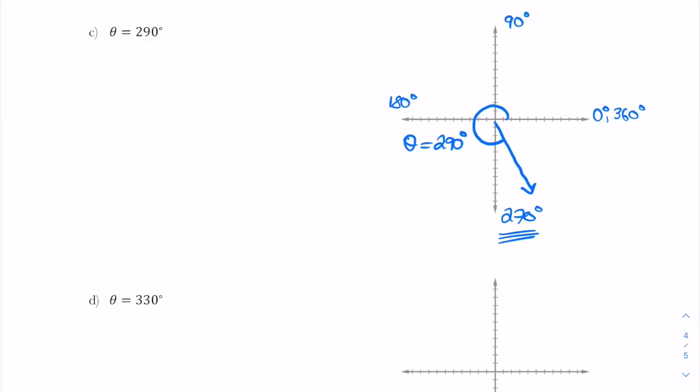And remember, the related acute angle is the angle between the x-axis and the terminal arm. So in this case, what's the angle that's left over? Hopefully you can see that it's 70 degrees, but if you don't, be afraid to show a little work. So beta would be 360 take away 290, which gives you 70.